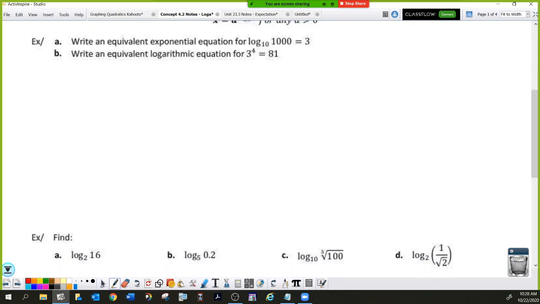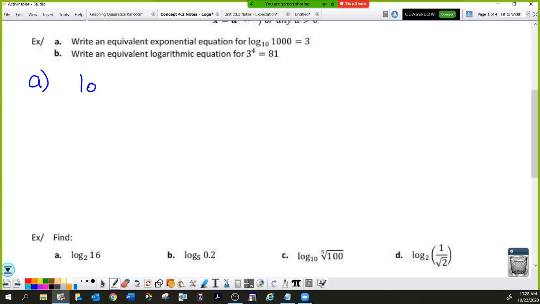It says, write an equivalent exponential equation for log base 10 of 1,000 equals 3. And then rather than just writing the answer, I'm going to do the algebra that gets us there. If this was an IB question and it just says write down the equivalent statement, the work that you do doesn't get you any credit. But the work is why it's true. And that's why I'm going to show it.